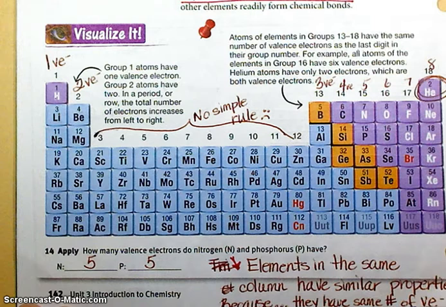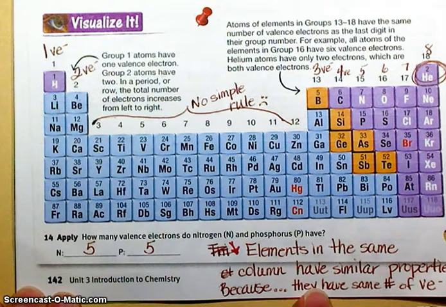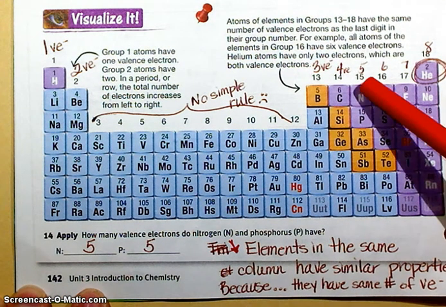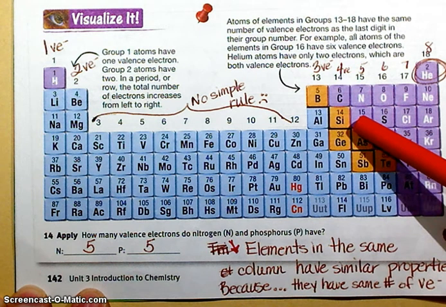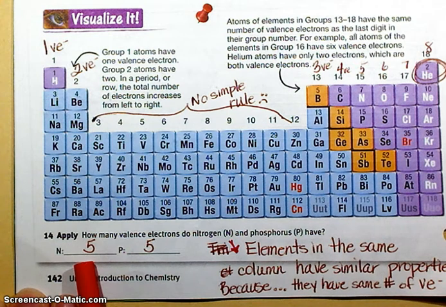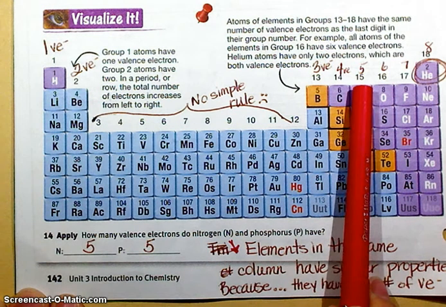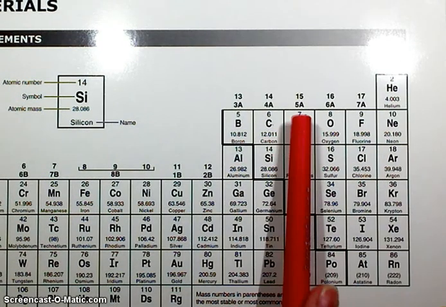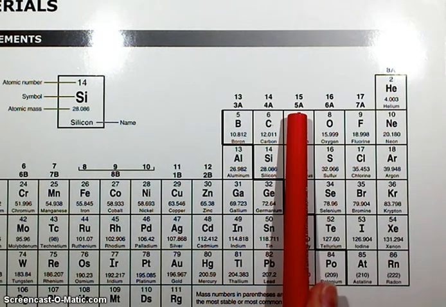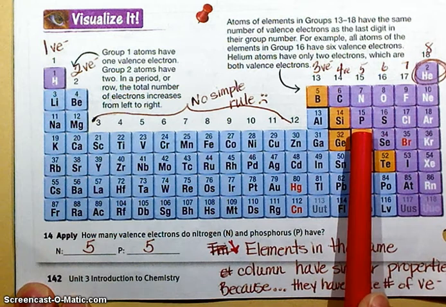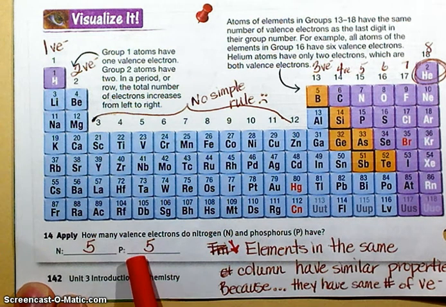All right, just to double check: how many valence electrons do nitrogen and phosphorus have? Nitrogen and phosphorus are both in the same column, and remember that everything in the same column has the same number of valence electrons. So they are in column 15, or 15 is otherwise known as column 5A. So they both have 5 valence electrons, so 5 and 5.